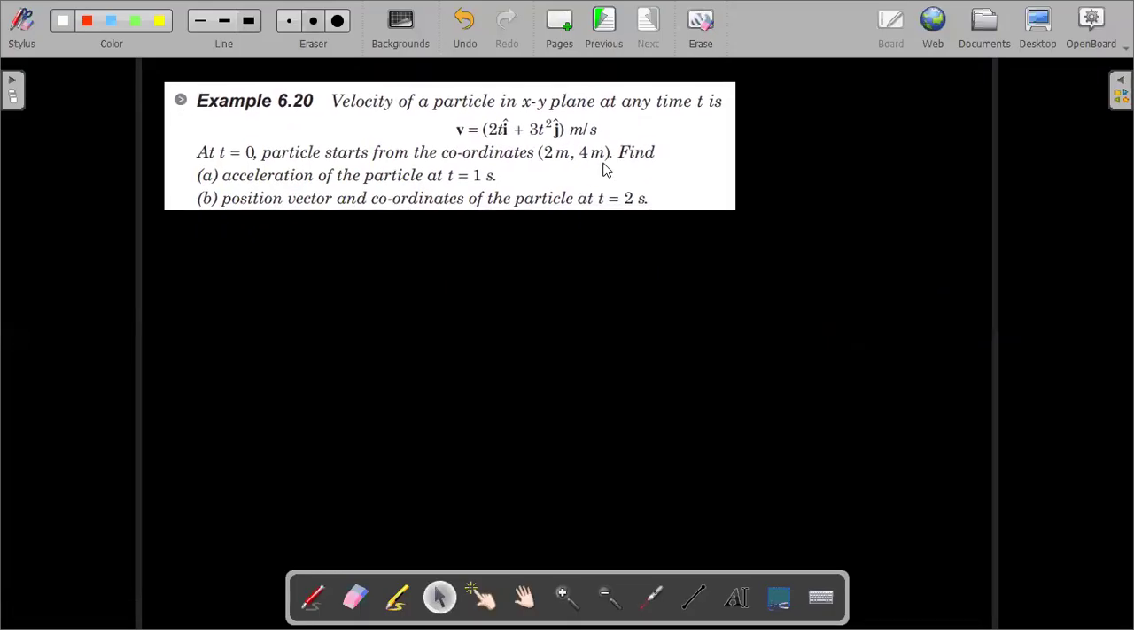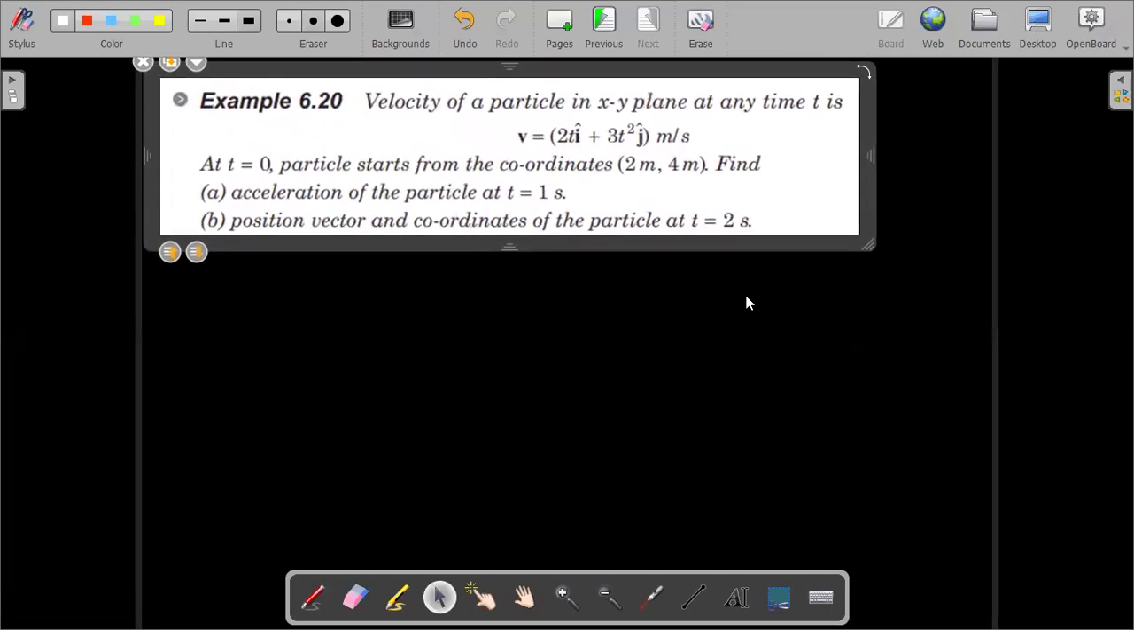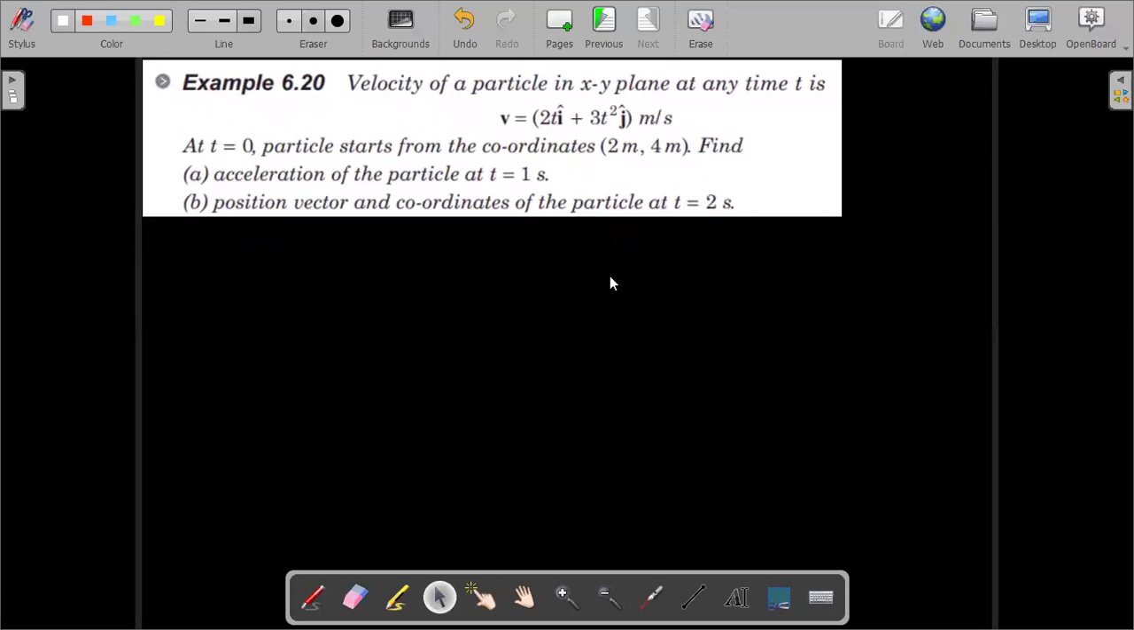Let's see if you are able to do this. The velocity of a particle in the xy plane at any time t is given like this. At t equals 0, the particle starts from the coordinates 2 meter, 4 meter, and find the acceleration of the particle at t equals 1 second. So just do the part A. You need to find the acceleration at t equals 1 second.